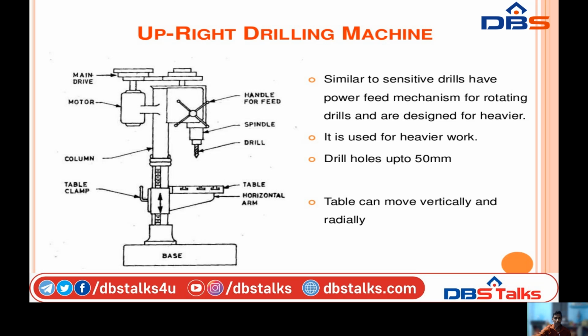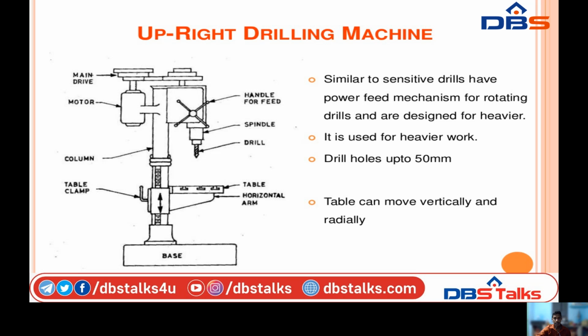Here I am showing the parts of the upright drilling machine. By using the handle, we can rotate the spindle. The drill bit is fixed inside the spindle. We are moving the handle only, for moving the spindle in a reciprocating direction from upward to downward. These are the column, table clamp, table, horizontal arm, main drive, and motor.